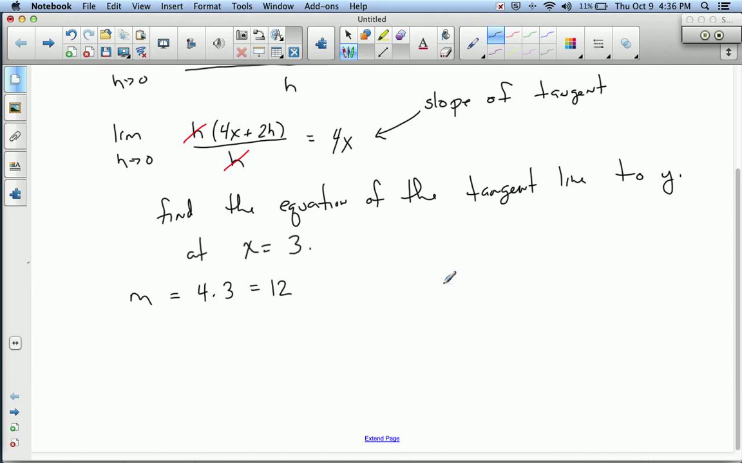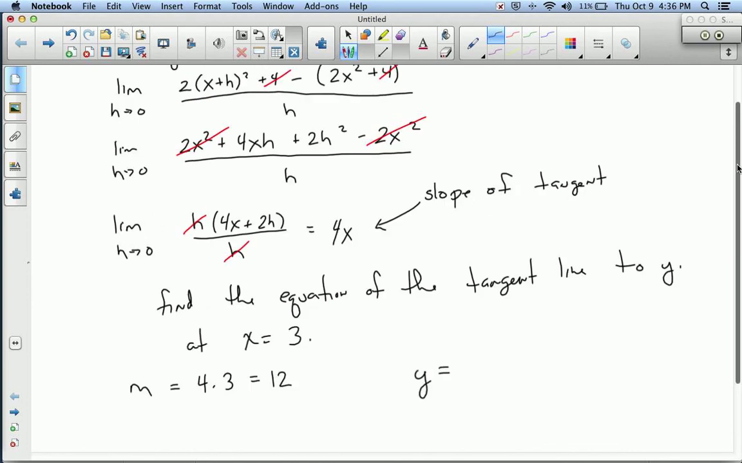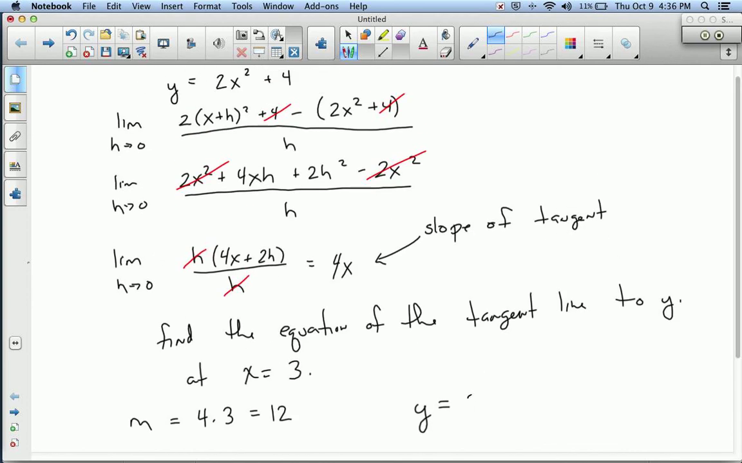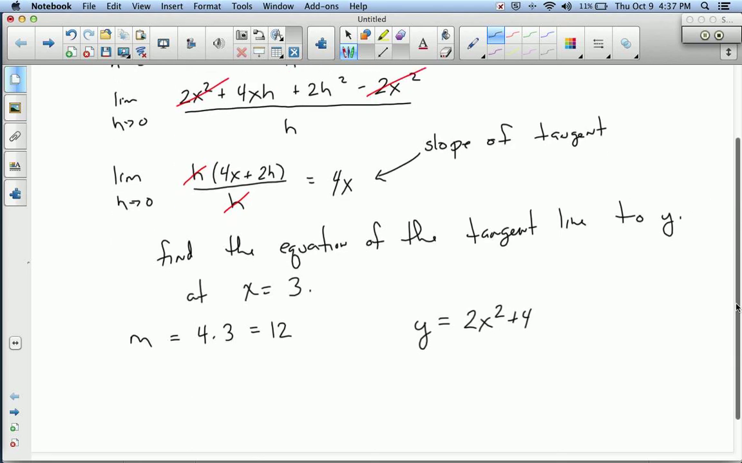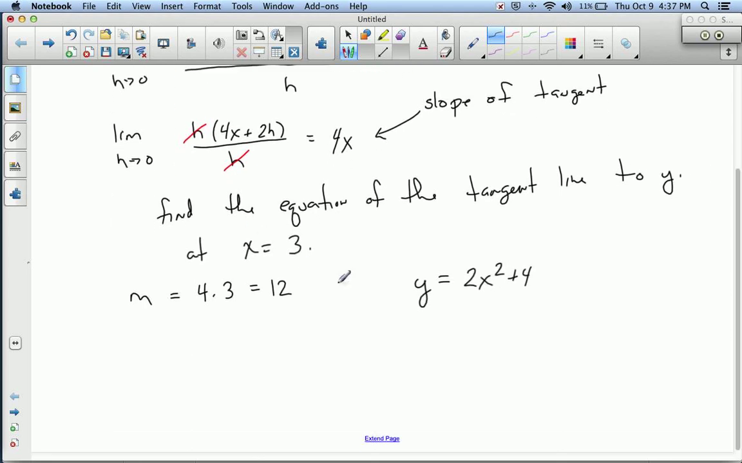The fact that I have a tangent line also means I have a point. Remember, my original equation up here is 2x squared plus 4. It told me to find the equation of the tangent line when x equals 3. Well, when x equals 3, y equals 18 plus 4, 22. So I have slope, and I also have the point (3, 22).